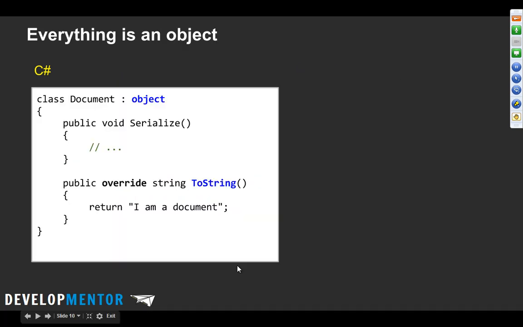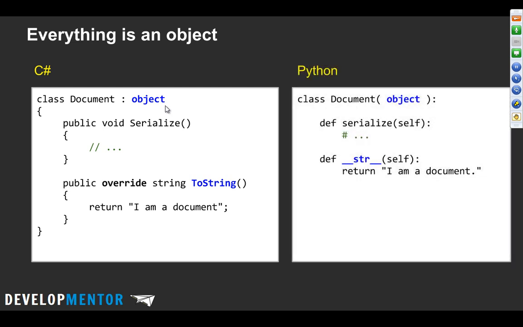Okay. All right, so we saw that in C#, it's great that everything's an object, because even if I don't put :object here, it still derives from object, right? In Python, we express inheritance slightly differently, but still the same thing is true. We have a document class on both sides, and it derives from object, and even if I don't say object, it derives from object. And then that means I can do things like override the ToString.